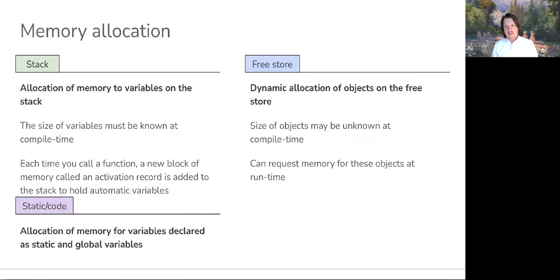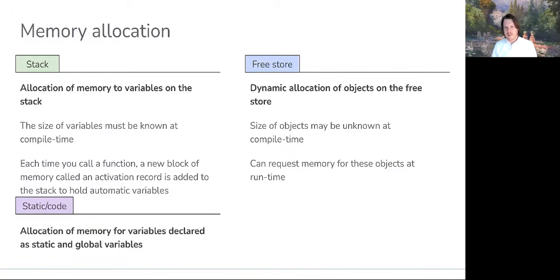But before we get into that, let's talk about memory allocation a bit more. We said we had the stack, which was the allocation of memory to named objects or variables. We said that the size of variables had to be known at compile time, and that each time you call a function, a new block of memory called an activation record was added to the stack to hold automatic variables. In addition to this, we had the static and code region of memory, where the allocation of memory for variables declared as static or global would reside.